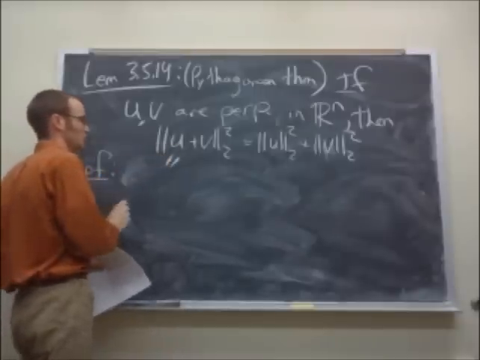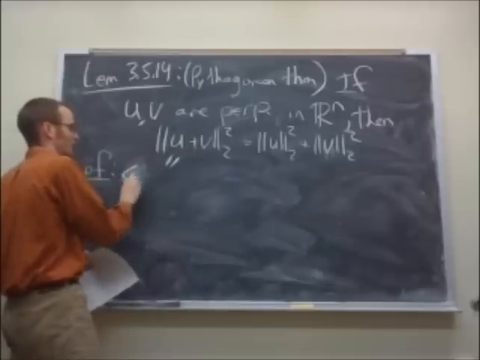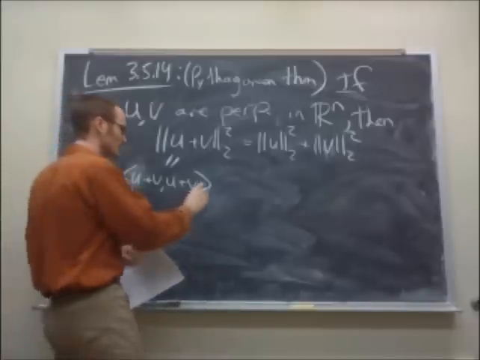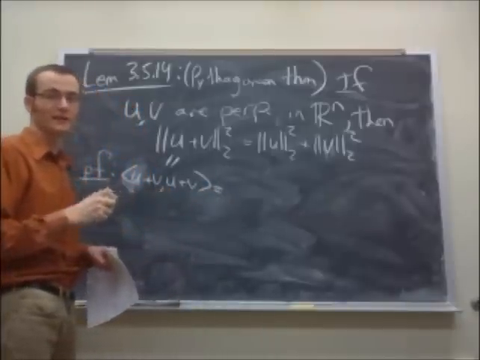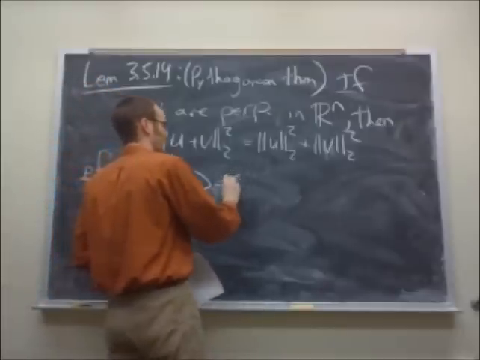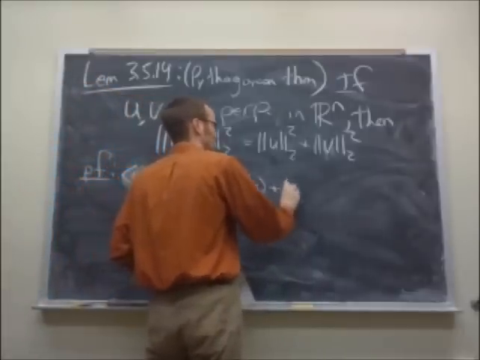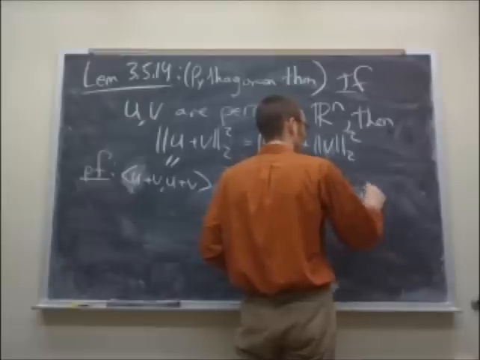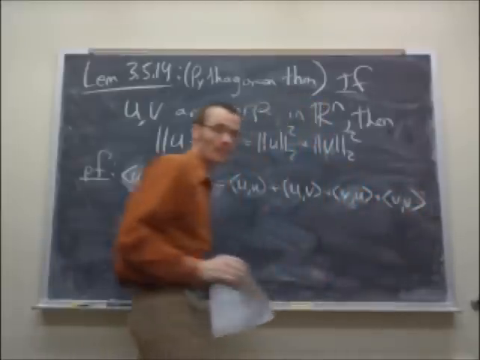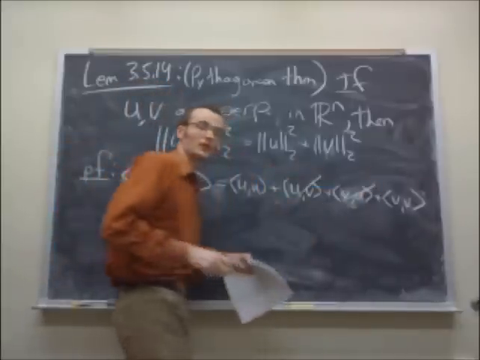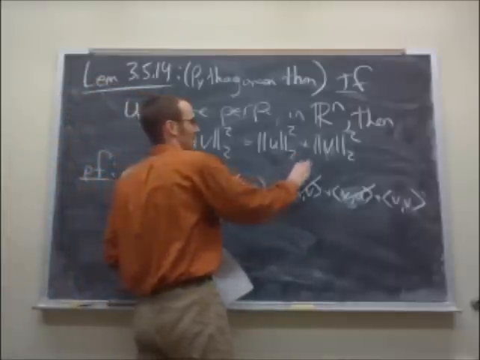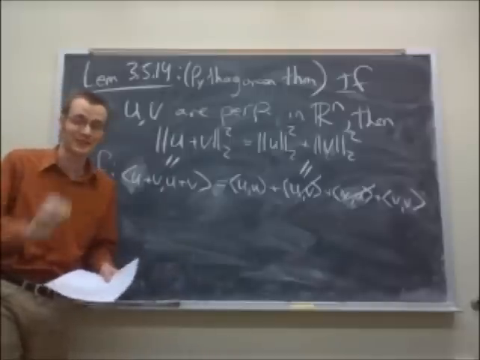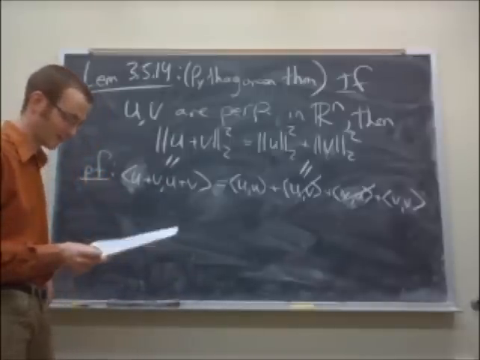This is equal to the inner product of U plus V with U plus V by definition. If we FOIL this out, we get UU plus UV plus VU plus VV. And the cross terms are 0 because they're orthogonal, right? And then this is the same as this, by definition again. So we're done. The Pythagorean theorem is really easy to prove if you're thinking about vector spaces.